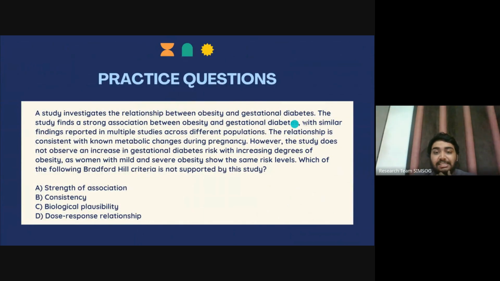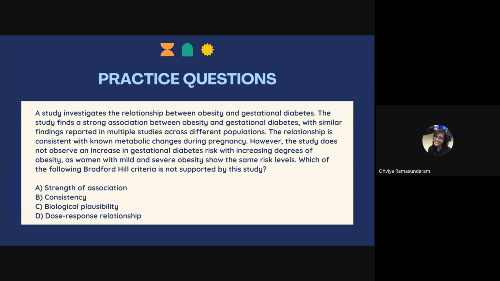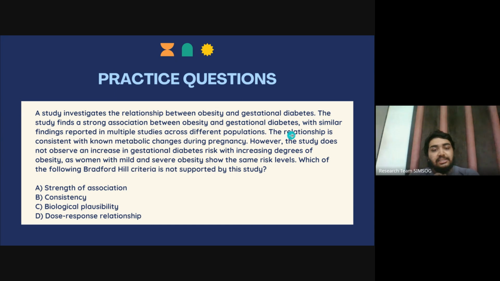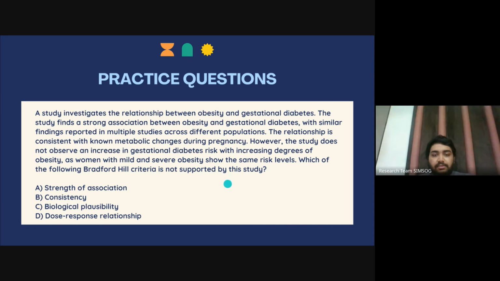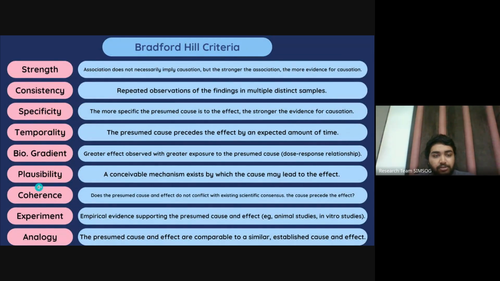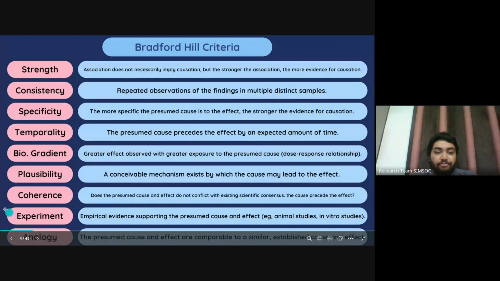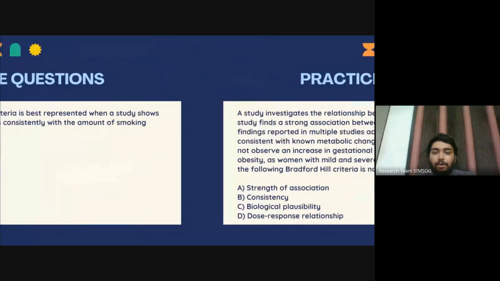Now, the study says with similar findings reported in multiple studies across different populations. Now, what about this? You can unmute and tell. Consistency. Exactly. This is consistency. The relationship is consistent with known metabolic changes during pregnancy. What does this tell you? Biological plausibility is explained. Exactly. Correct. And also, a little of coherence as well. Okay, but mainly plausibility.